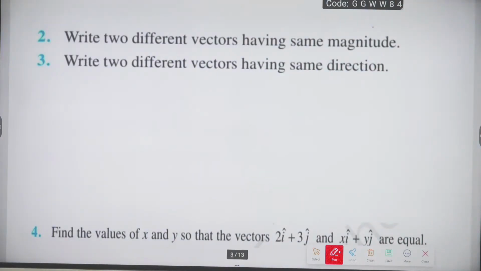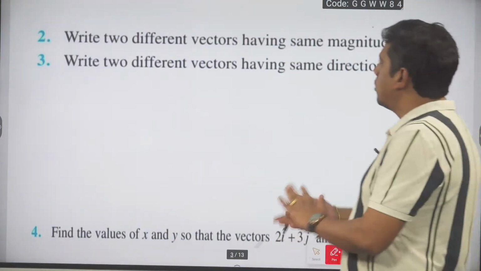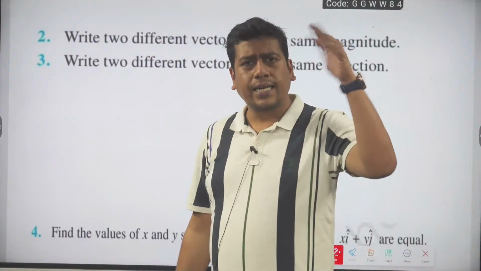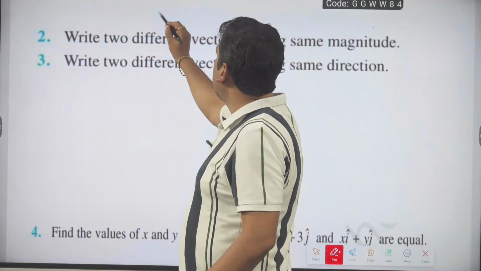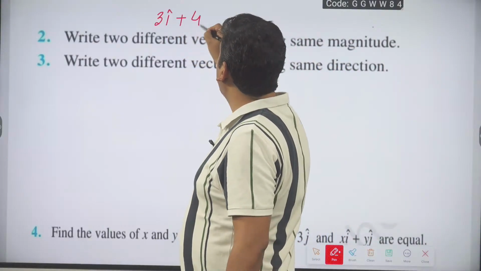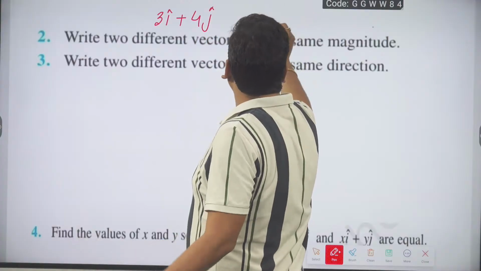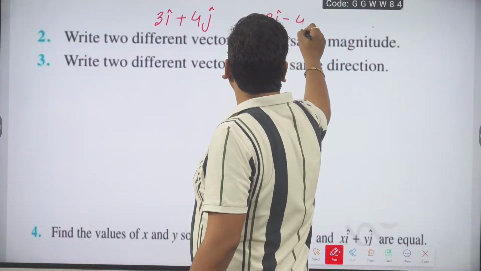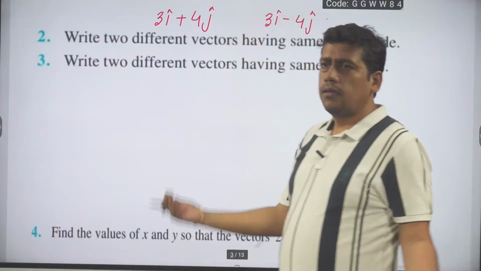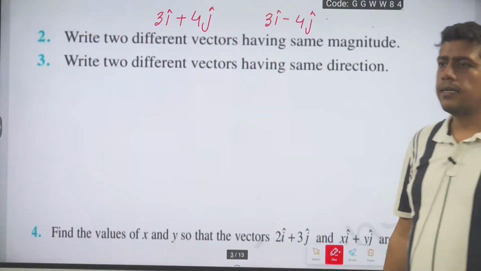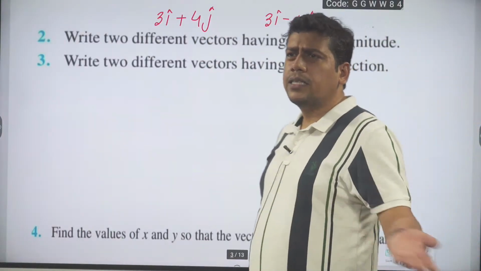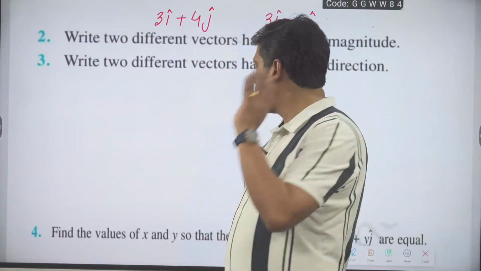Write two different vectors having same magnitude. So magnitude should be same, direction can be different. Having same magnitude, I can write 3i plus 4j, our favorite, and then I can write 3i minus 4j. Correct? See, same magnitude we will get. Right? 4i plus 3j, you can do whatever changes you want.